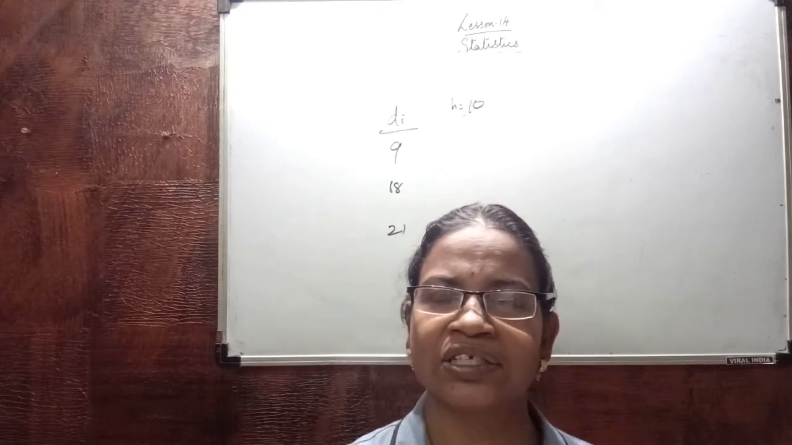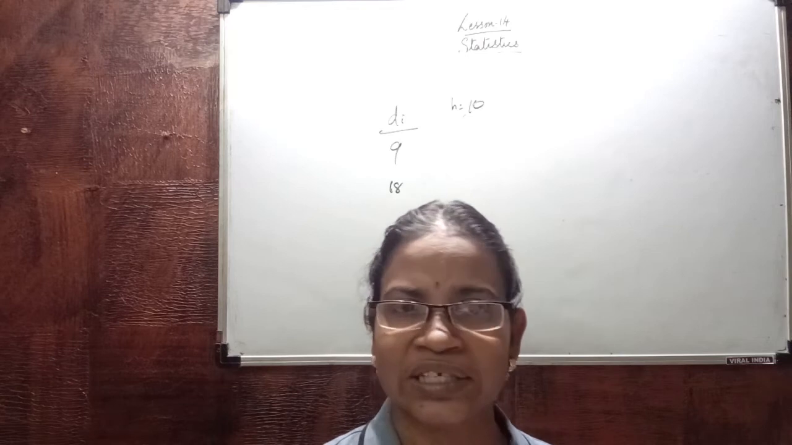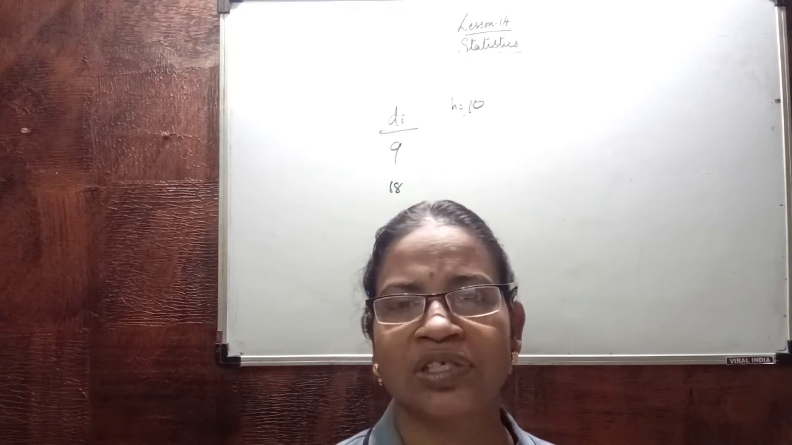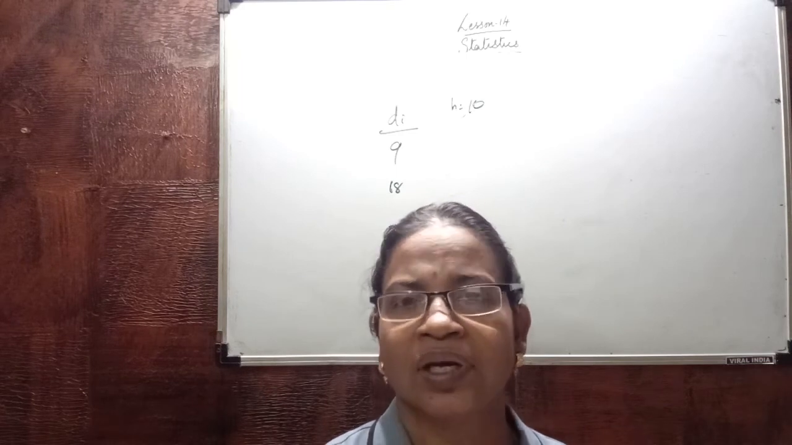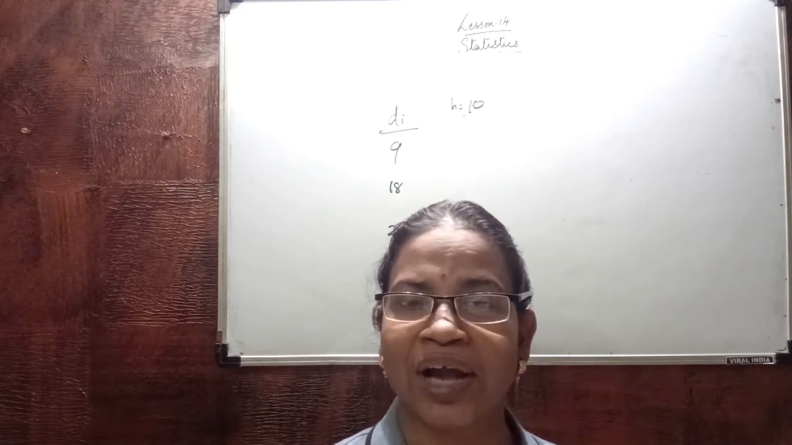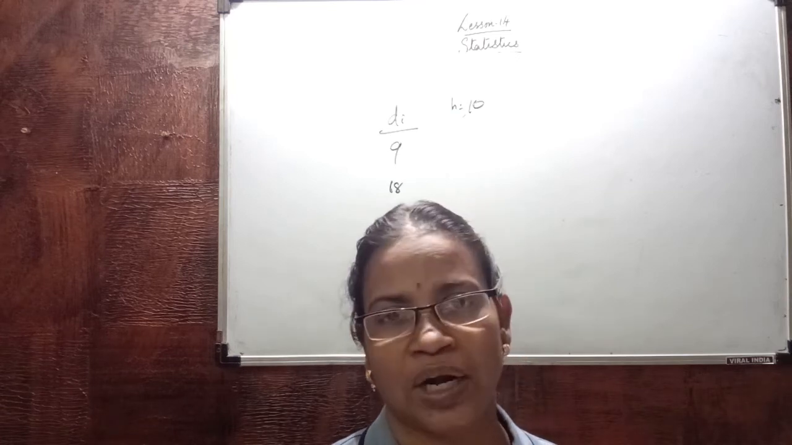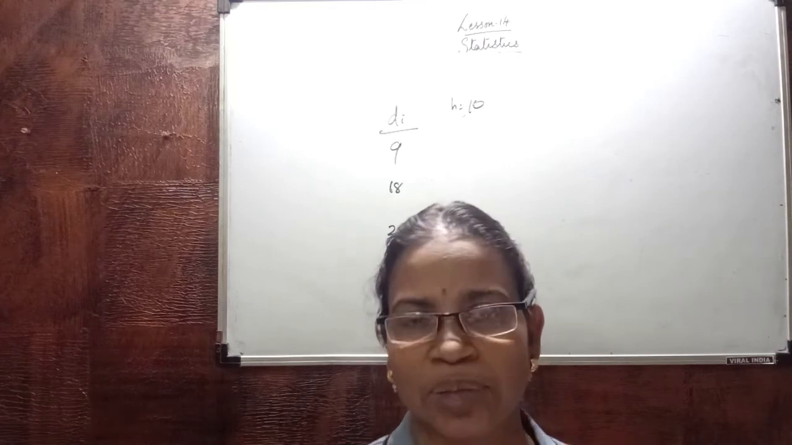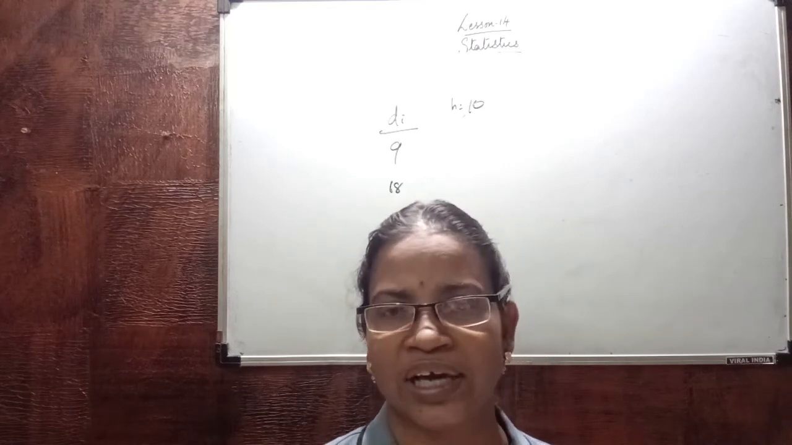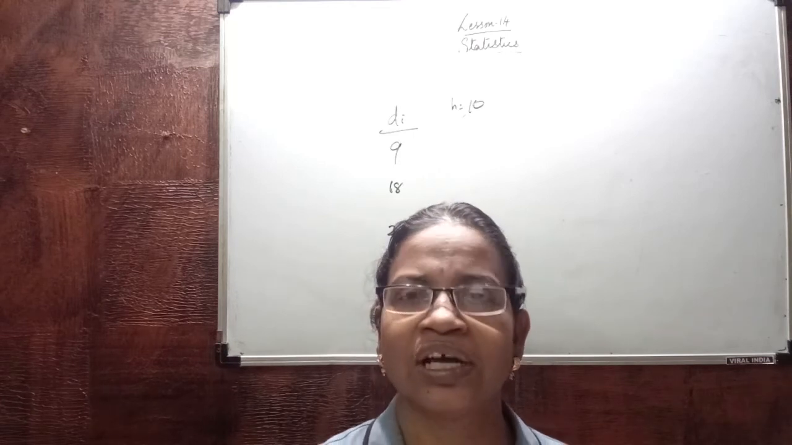Then, if the class intervals are not continuous, what should you do? Make them continuous by subtracting 0.5 from the lower limit and adding 0.5 to the upper limit. Then use the arithmetic mean formula and apply it, and you get the answer. Hope you understood all the methods. Try it yourself.